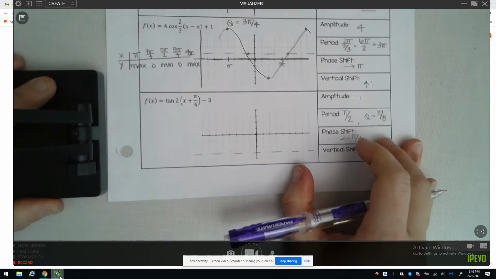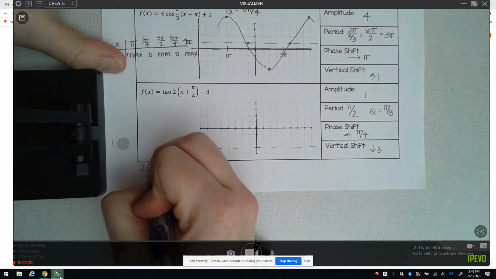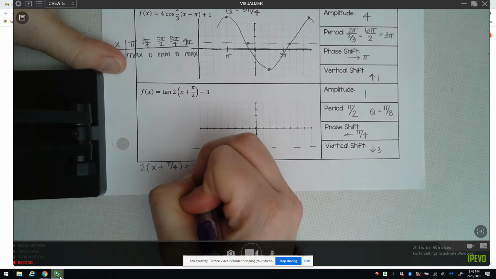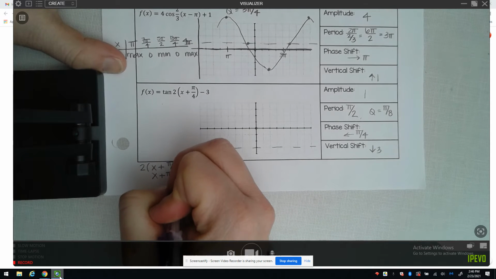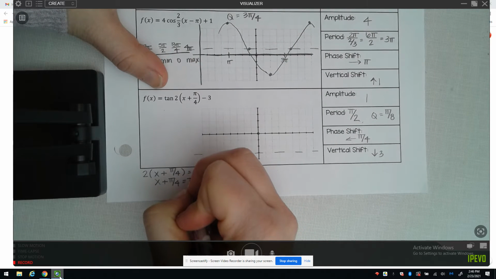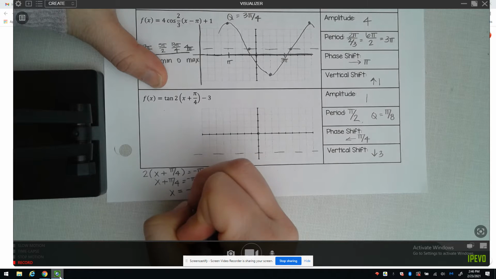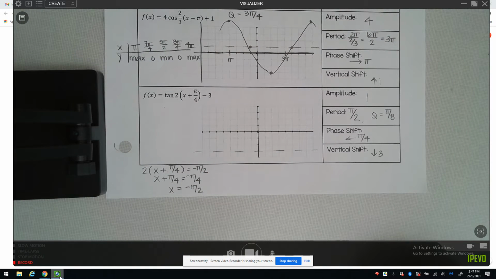Now I've got to find where I start. So I'm going to do 2 times the quantity x plus pi over 4 equals negative pi over 2. Divide everything by 2 and subtract pi over 4. So you're actually starting in the exact same spot that you were before. Not always going to happen, but sometimes.